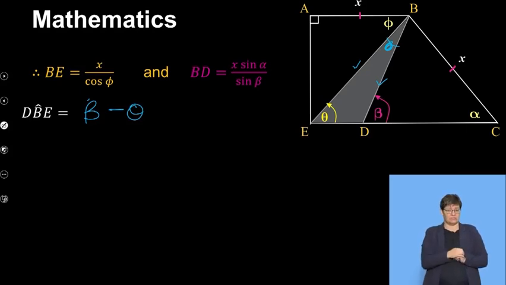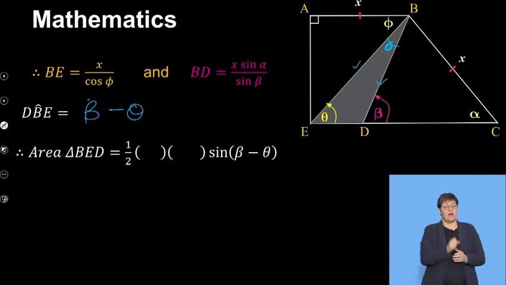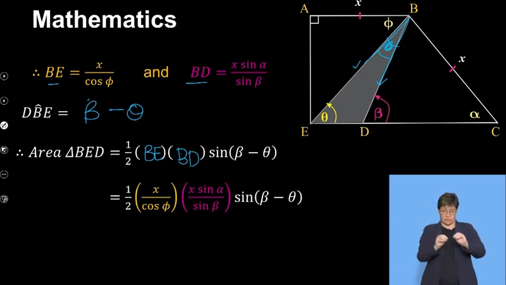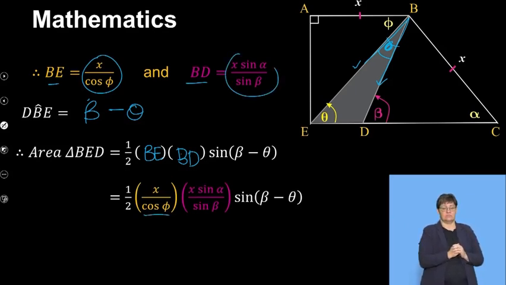So now we're going to write an expression for the area of our triangle. Remember, the area of the triangle is going to be half BE times BD times sine of the angle in between. Because again, for the area rule, we're looking for that V pattern. Now we're going to substitute these expressions for BE and BD, so I've basically just put BE exactly as we found it, and BD exactly as we found it.